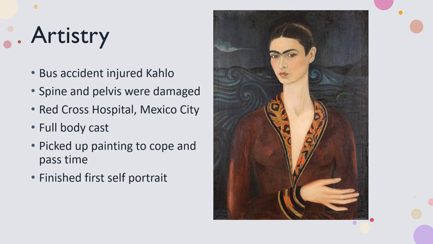When she was a teenager, Frida was in a tragic bus accident in which the bus crashed into a streetcar. A handrail flew and impaled Frida through her hip and went out to the other side. This would severely damage her spine and pelvis, and she was sent to the Red Cross Hospital in Mexico City, where she stayed for several weeks before she was sent back home in a full body cast.